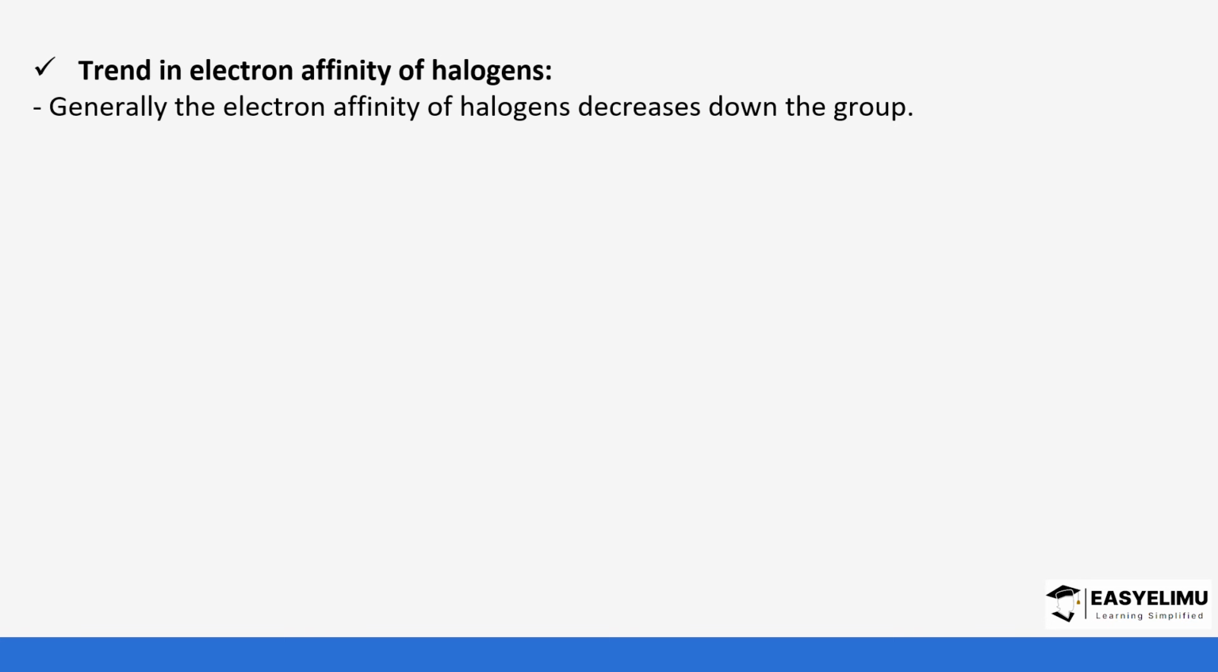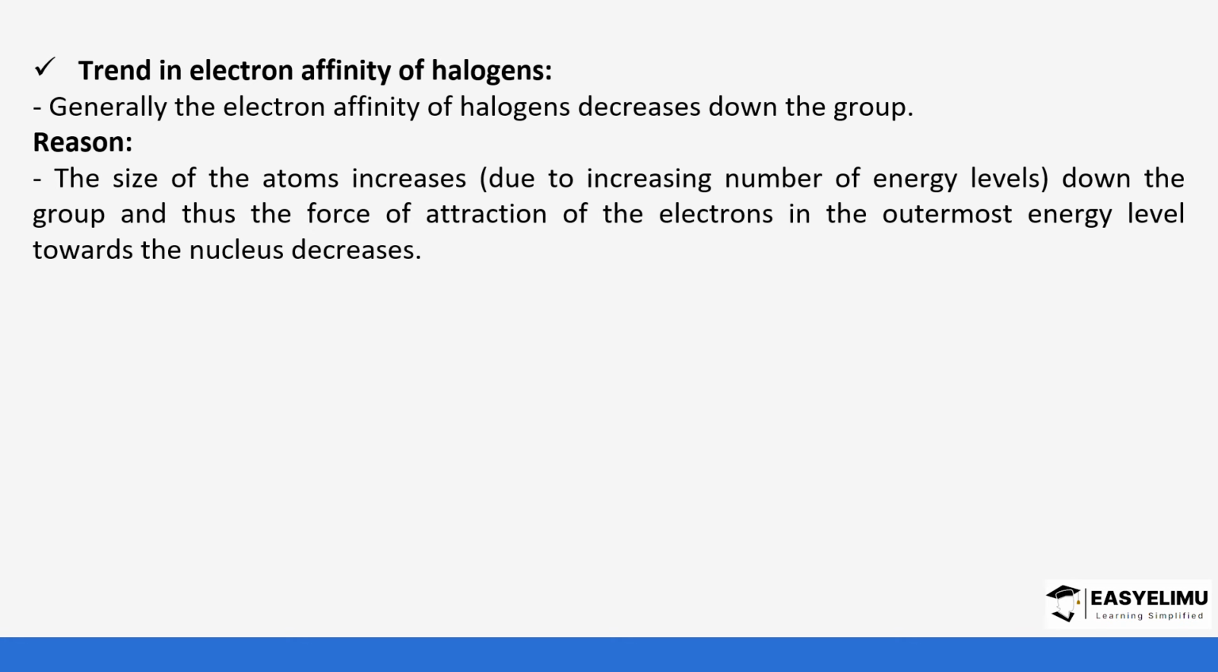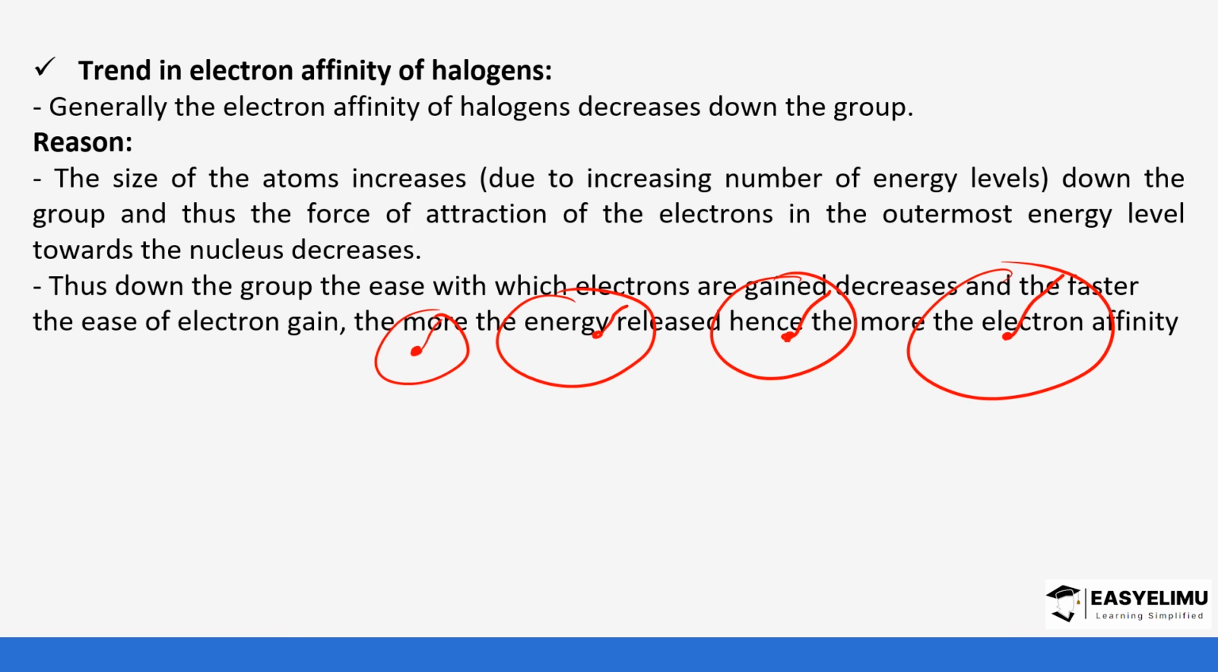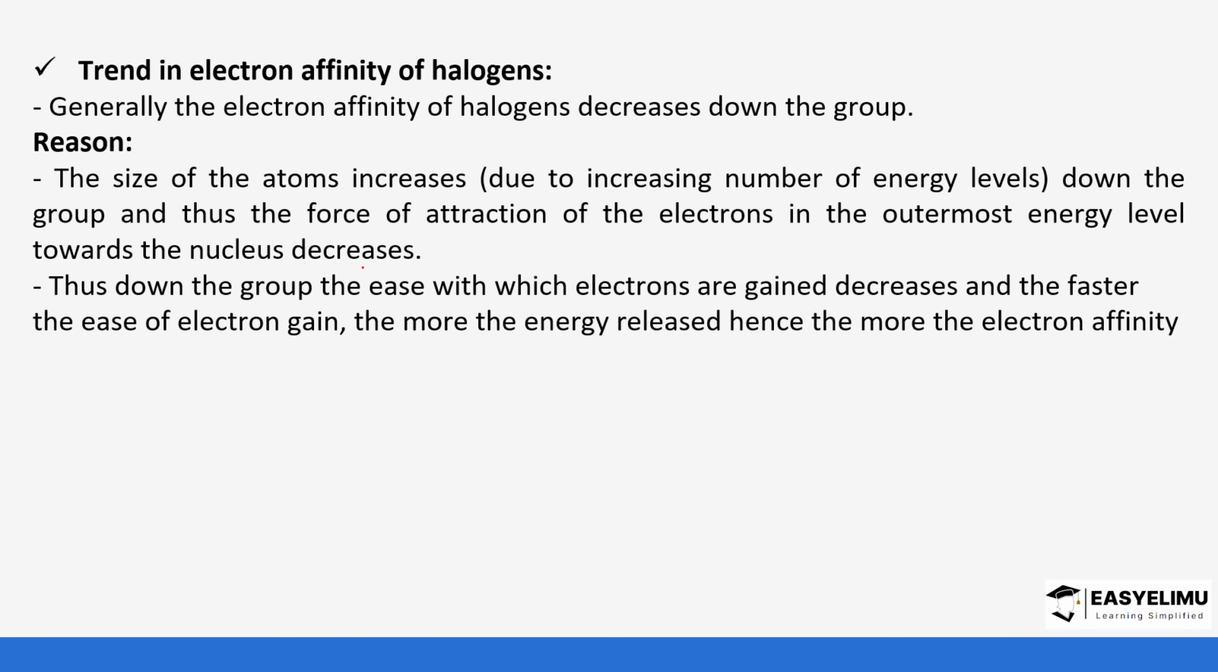Why does it decrease down the group? The size of the atom increases as you move down the group to iodine. When the size of the atom increases, the force of attraction of electrons by the nucleus decreases as well. The farther it is away from the nucleus, the less it is attracted to the nucleus. So if the outermost electron is attracted weakly by the nucleus, the ease with which electrons are gained decreases.